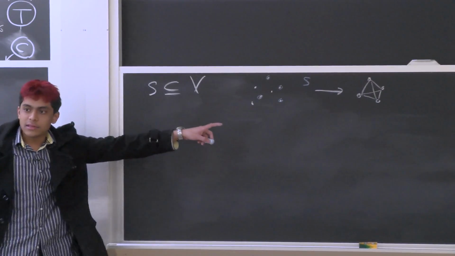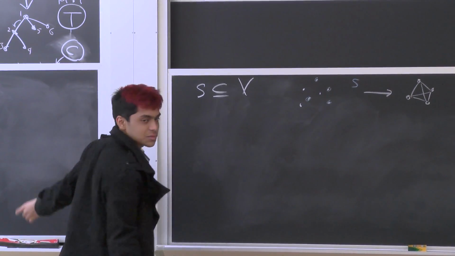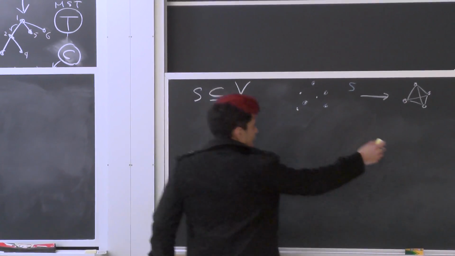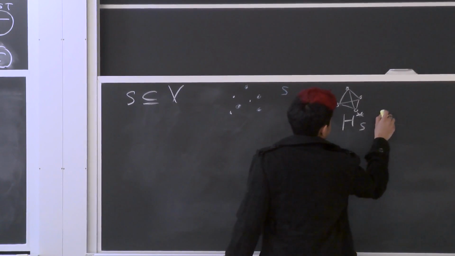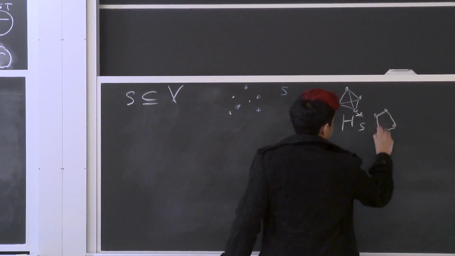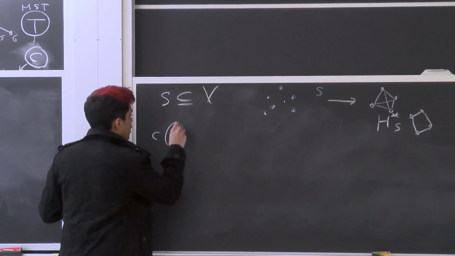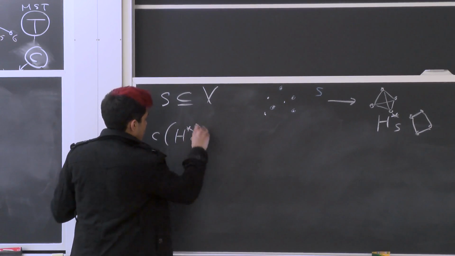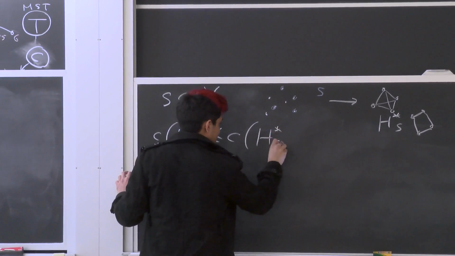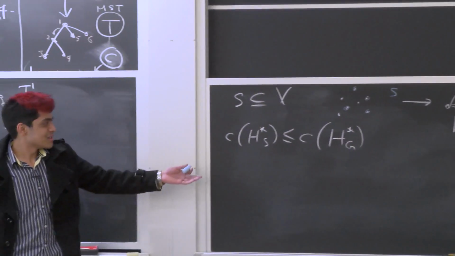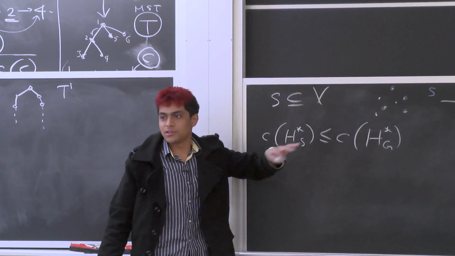So the claim is that that graph also has a Hamiltonian cycle, the minimum cost Hamiltonian cycle, which is also the traveling salesman solution. So let's call that H star of S. So it's some cycle, which looks like this, I guess, here. Now the claim is that the cost of H star of S is less than or equal to cost of H star of G. That should make intuitive sense, because you're taking only some of the vertices and trying to traverse them, and in this case, you're trying to traverse all the vertices.